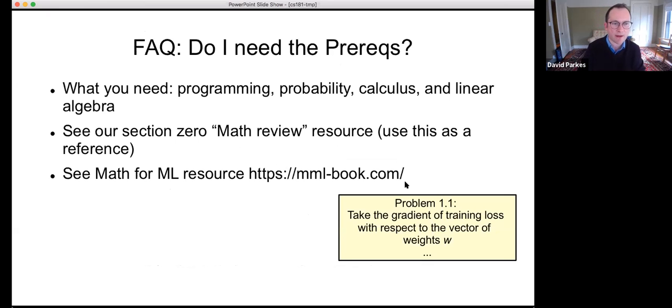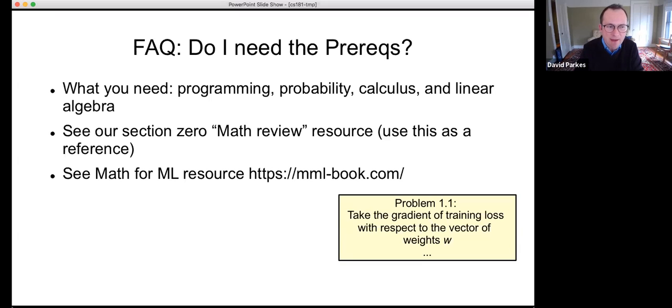Do you need the prereqs? You need to be comfortable with programming. You need to have a comfort level with probability, with calculus, and with linear algebra. So it's up to you, of course, as to whether or not you need the prereqs, but you should have a comfort level with all of these things.